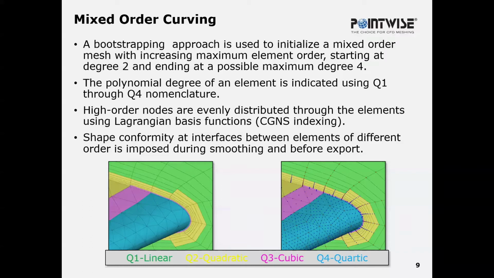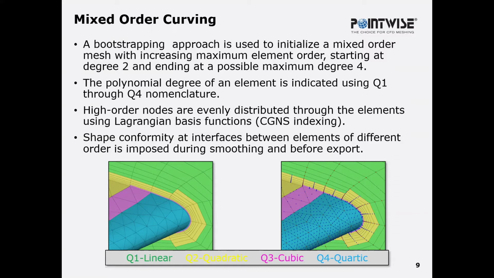The polynomial degree of an element is just indicated with Q through Q4 nomenclature. High order nodes are evenly distributed through the elements using Lagrangian basis functions. And the shape conformity, the interfaces between elements that have different order, is imposed during smoothing and before export.